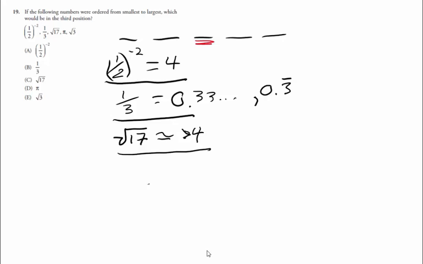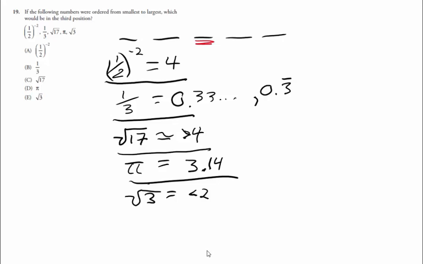Now pi equals 3.14. And then we have the square root of 3. Again, we don't have to have a calculator. If we're in a hurry, trying to save time, we can realize that this is less than the square root of 4, so it's less than 2. It's also greater than the square root of 1, and the square root of 1 is 1.